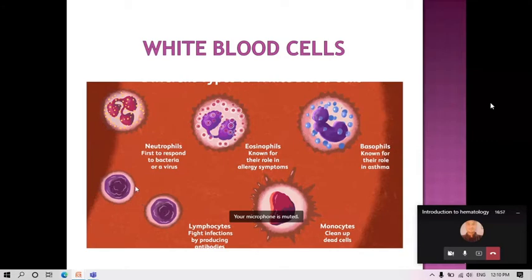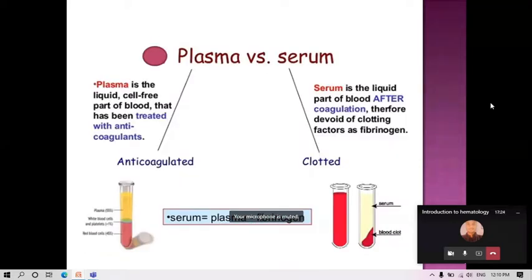Lymphocytes have a very scant amount of cytoplasm, and lymphocytes can be B lymphocytes or T lymphocytes. B lymphocytes produce antibodies, and T lymphocytes give us cell-mediated immunity via CD4 or CD8 type of T lymphocytes. And the bigger cell is a monocyte, and its main function is phagocytosis. So in the blood, apart from the cells, we have plasma.